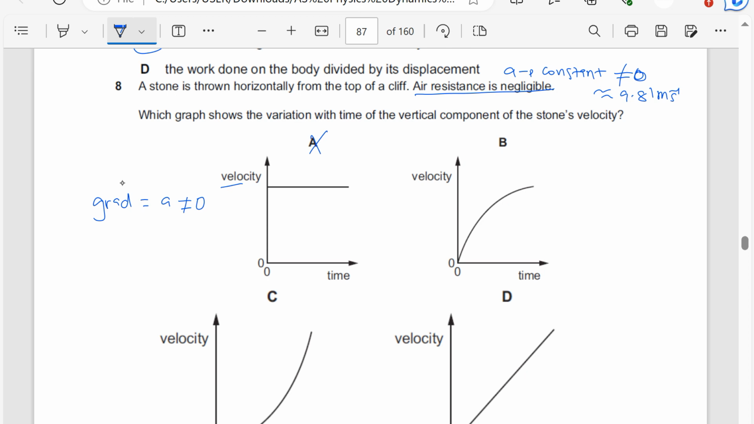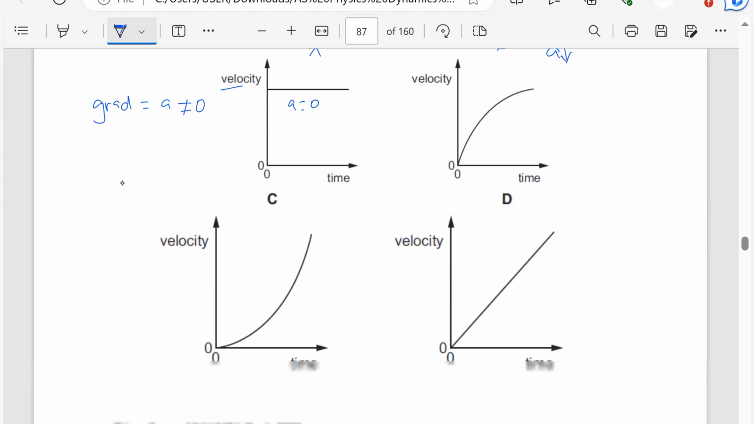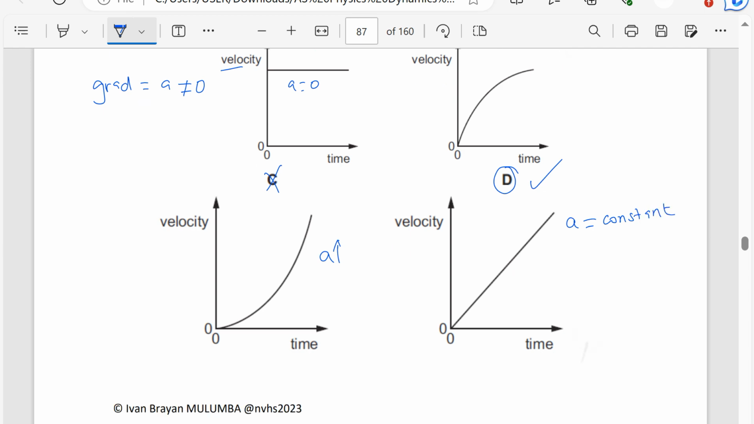So A is wrong because A is showing that the acceleration is zero. B is also wrong because B is showing that the acceleration decreases; here the gradient is decreasing. C is also wrong because C is showing that the acceleration increases, because the gradient increases. And D is correct because it shows that the acceleration is constant, because the gradient is constant. So the answer is going to be D.